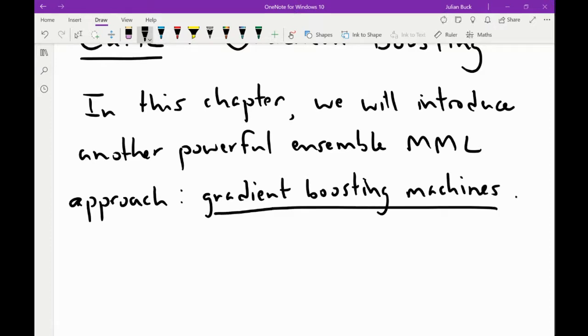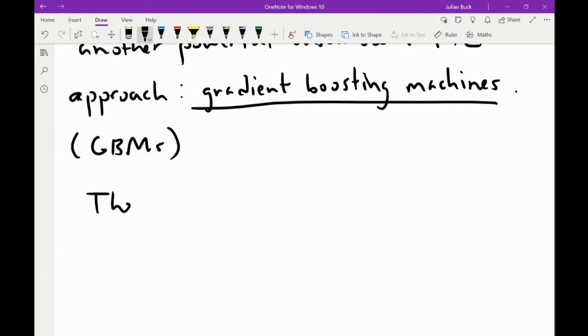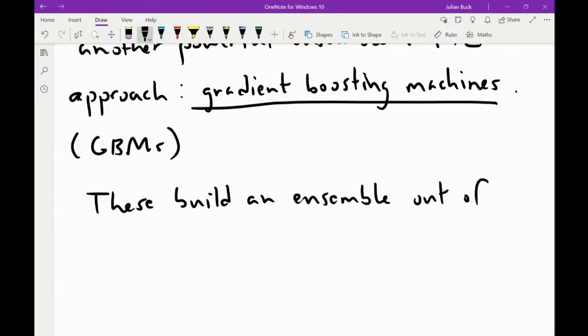So gradient boosting machines, as we'll see, are machine learning algorithms based around a process called gradient boosting. And we'll frequently abbreviate this GBM. So these GBMs. Okay. And as we'll see, the approach to gradient boosting can be done with other base learners, so other basic modeling type techniques, but typically we use decision trees. And these build an ensemble out of shallow sequential trees.